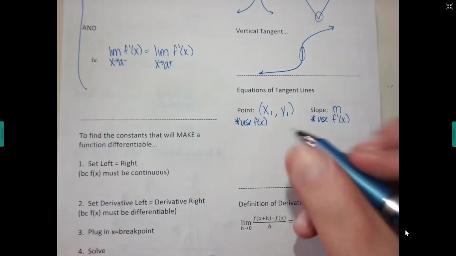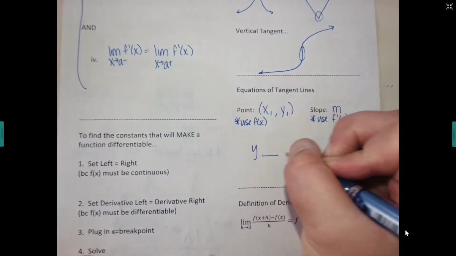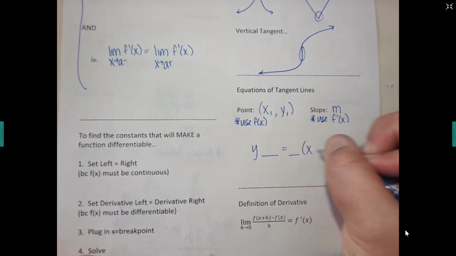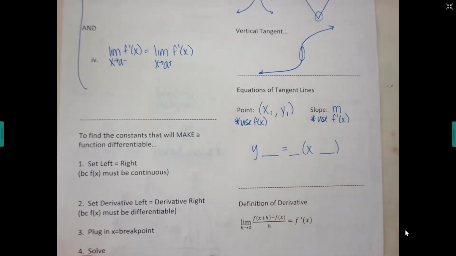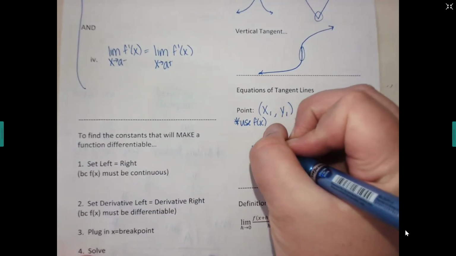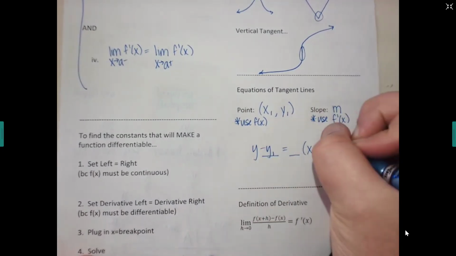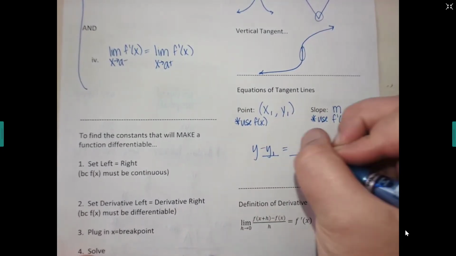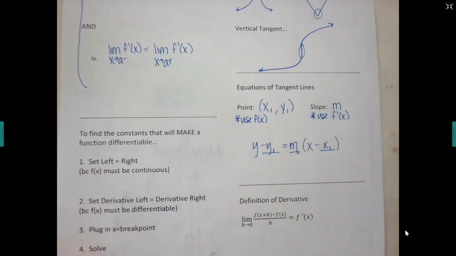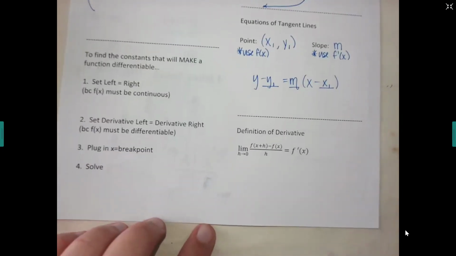Once you have those ingredients, it's y blank equals blank x blank. Remember, the x and the y go in with reverse signs. Your m will go in with its actual sign. So minus on the y1, minus on the x1, regular on the m.